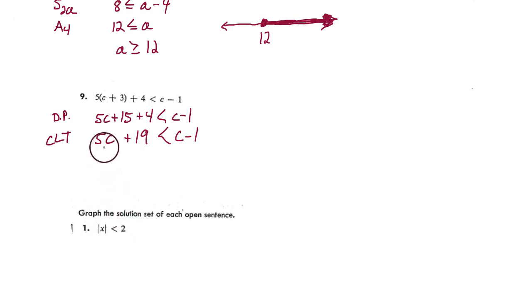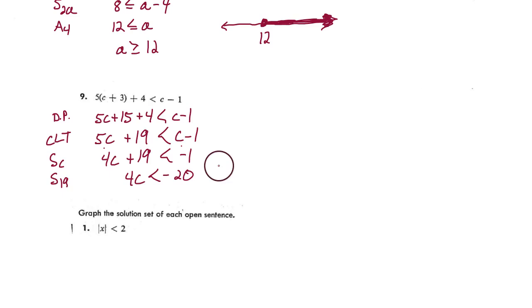Now I notice the letter c on the left side and the right side. Let's subtract it from the right side. So we have 4c plus 19 is less than negative 1. Now subtract 19 from both sides. We have 4c is less than negative 20. And then divide by 4. We have c is less than negative 5. My arrow stayed the same every single step.